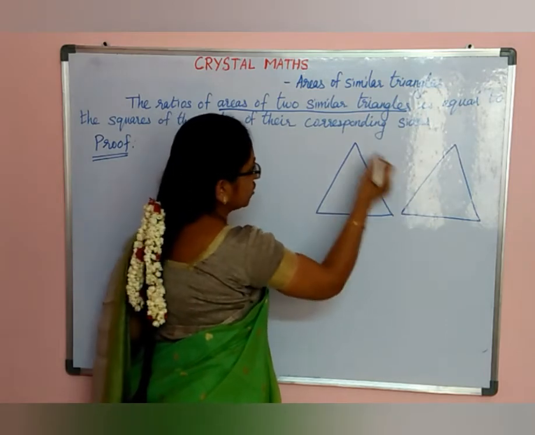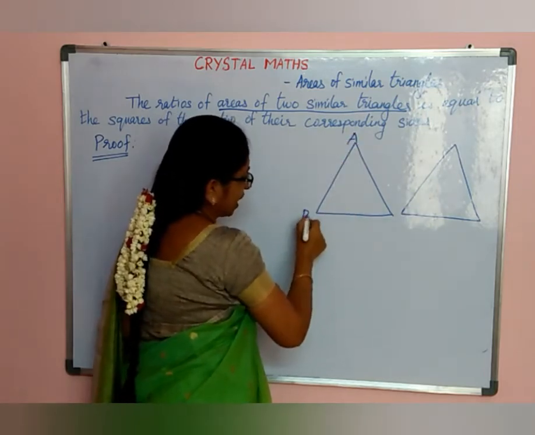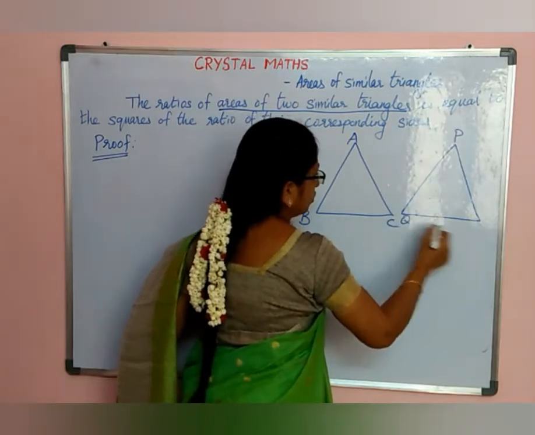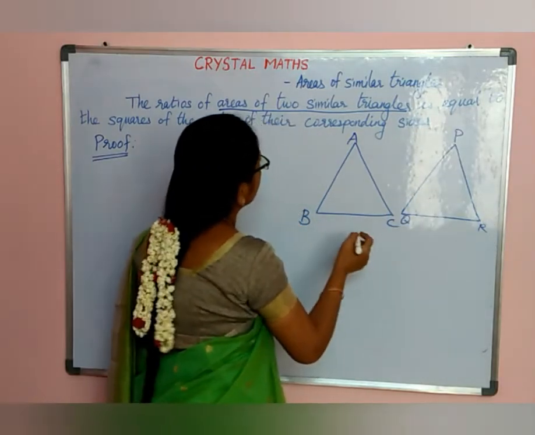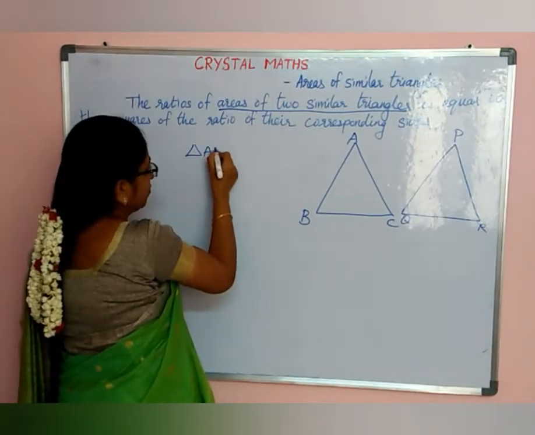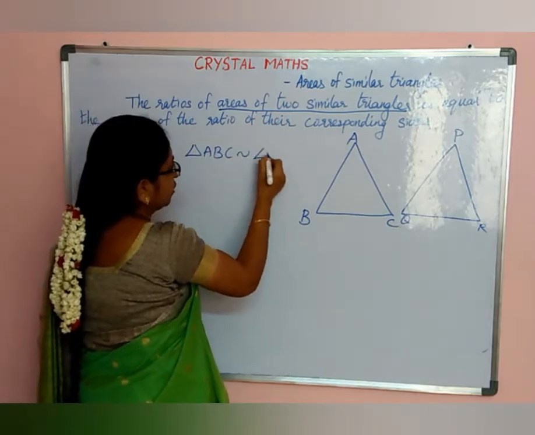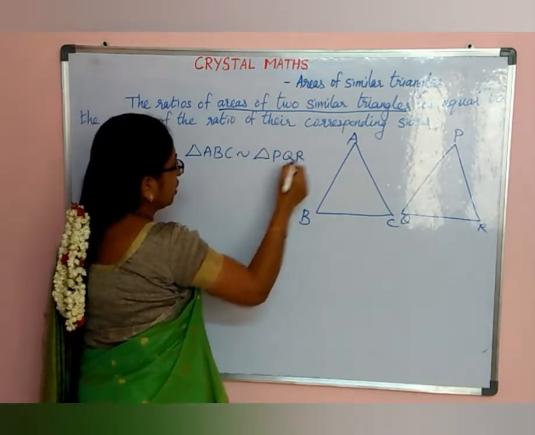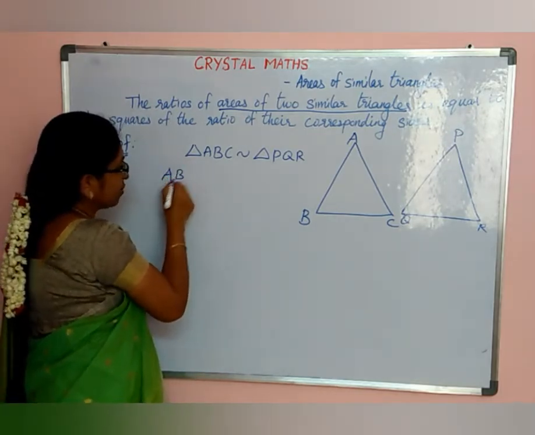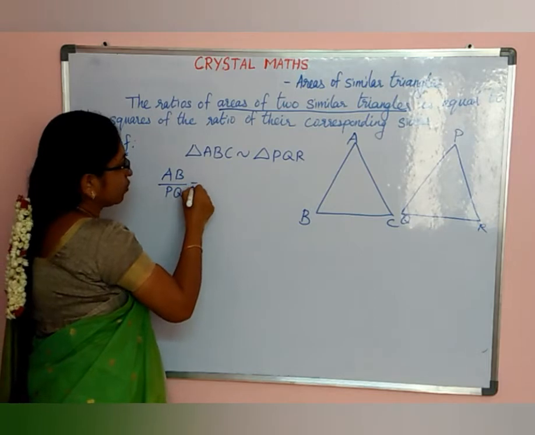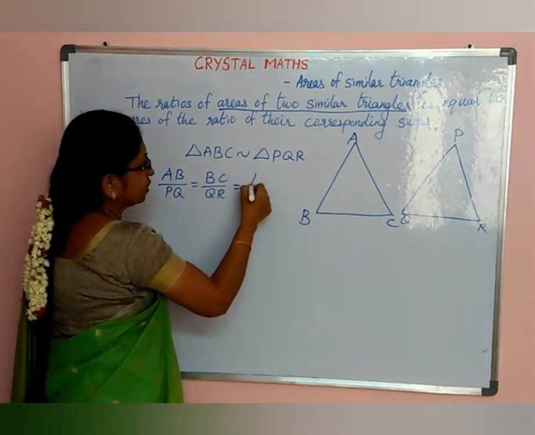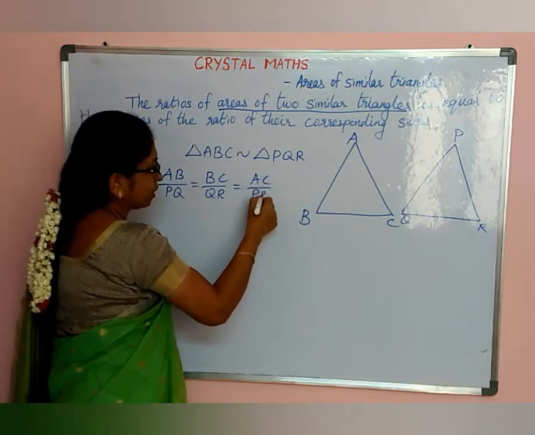So let us take these two triangles as similar to each other, ABC and PQR. When we say that triangle ABC is similar to triangle PQR, immediately we can write down the ratios. That is, AB by PQ equal to BC by QR, equal to AC by PR.